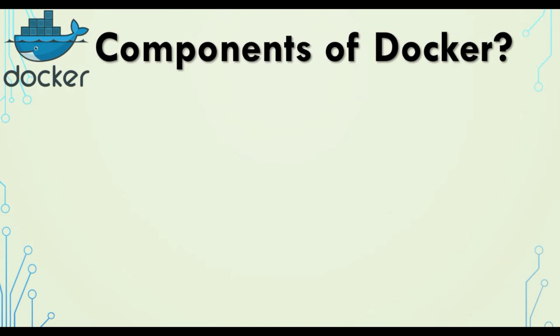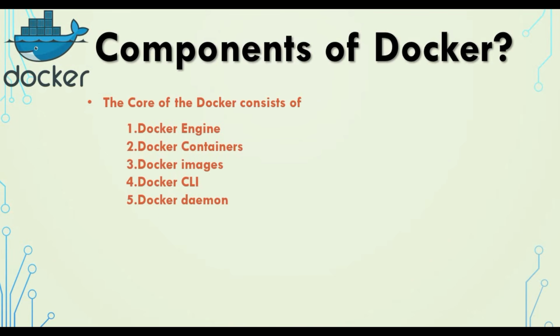Now let's talk about what the different components in Docker are, right? We need to understand how Docker works. So the core components of Docker consist of Docker engine, Docker containers, Docker images, Docker CLI, and Docker daemon. So these are the different components in Docker. We will talk about all these things in the upcoming parts of this tutorial.